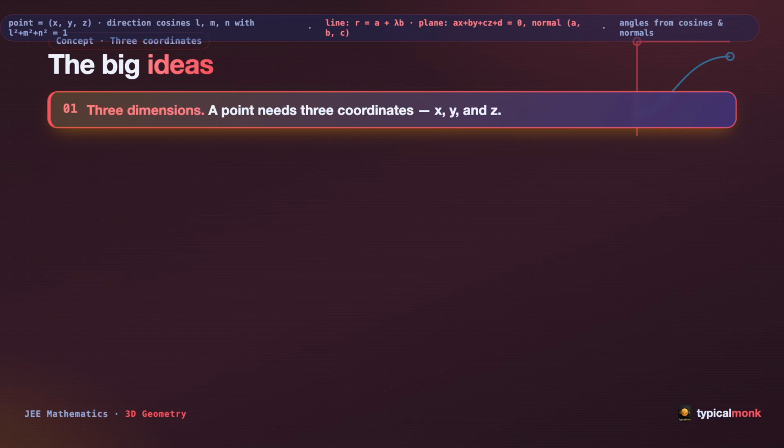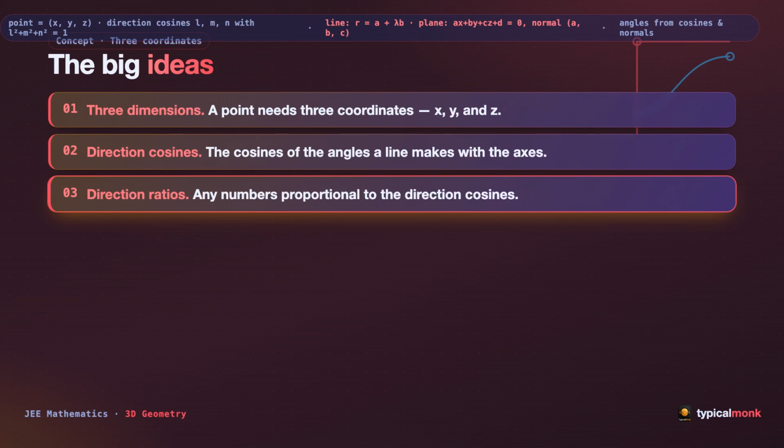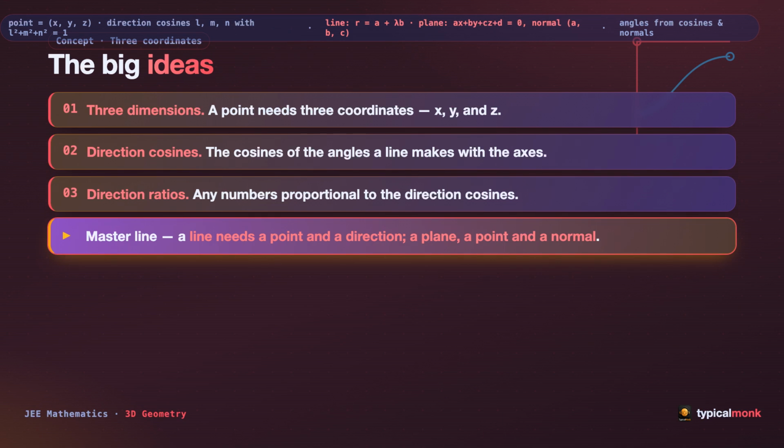Let us set the foundation. 3 dimensions: a point needs 3 coordinates, x, y, and z. Direction cosines: the cosines of the angles a line makes with the axes. Direction ratios: any numbers proportional to the direction cosines. Master line: a line needs a point and a direction. A plane needs a point and a normal.